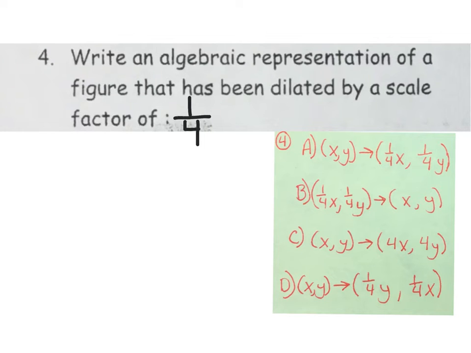All right, number 4. Write an algebraic representation of a figure that has been dilated by a scale factor of 1/4. So remember, if we're dilating by a scale factor, that means we're going to multiply. And we're multiplying by the scale factor, which is 1/4 in this case. From there you can go ahead and pick your choice. Write out the whole answer, okay?